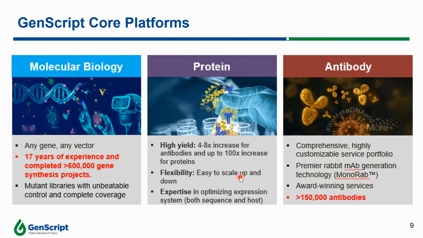For protein service, we have high-density protein expression systems that increase recombinant antibody expression from 4 to 8-fold, and also increase protein expression up to 100-fold. And lastly, our award-winning antibody service has completed more than 150,000 antibodies to date, and also offers high customizability, being able to tailor to your research needs.